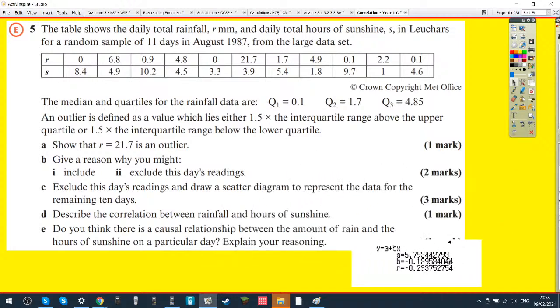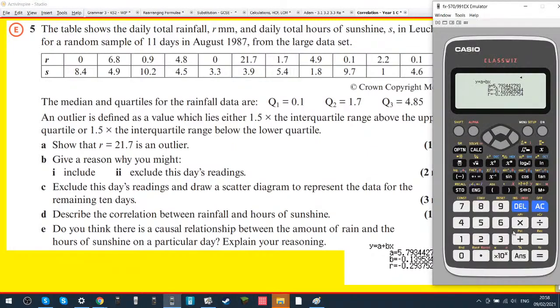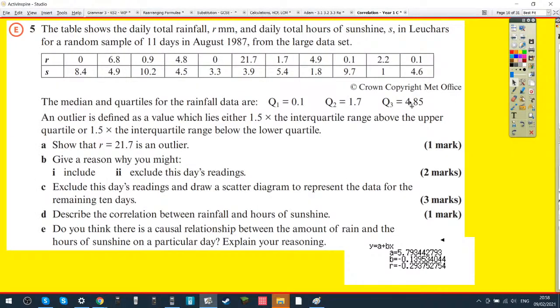More rainfall, less sunshine. Correlation? It's negative. Yeah, maybe weak negative. If it was minus 1, that would be perfect negative. Minus 0.9, maybe strong negative. That's weak negative. I'll just mention the other two, A and B. B is the gradient, A is the intercept. So it's like mx plus c, y equals a plus bx, of the line of best fit. And so you can get the line of best fit like that.